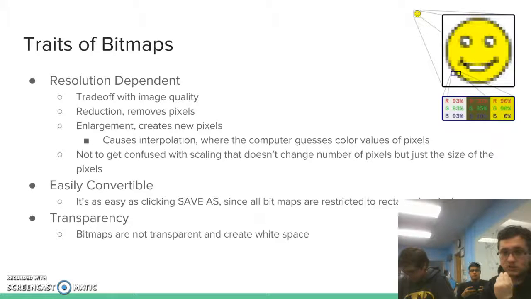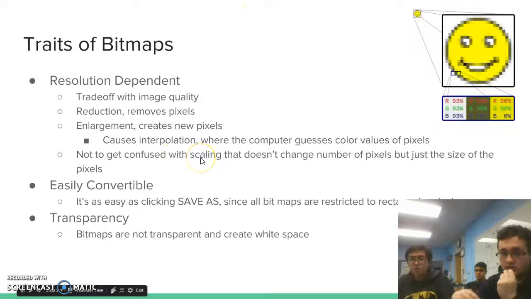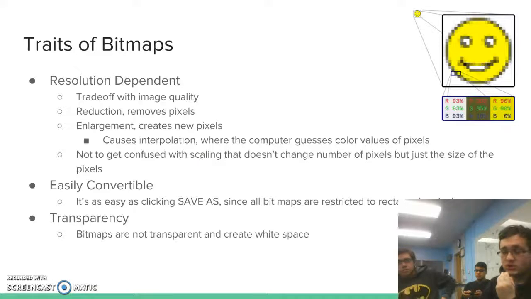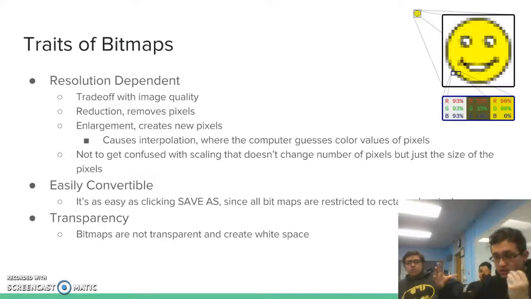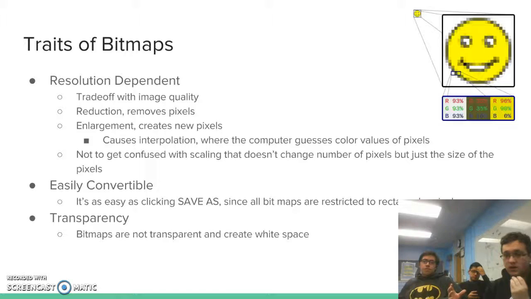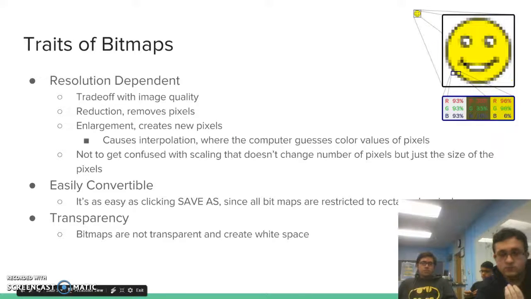The reason is a process that computers do called interpolation, where the computer guesses the color value of new pixels. Don't confuse this with scaling, which is when they make the overall pixels larger by expanding them. That means they won't create any new pixels, but the pixels that are there are larger, and it can make a very jagged picture, as shown here.